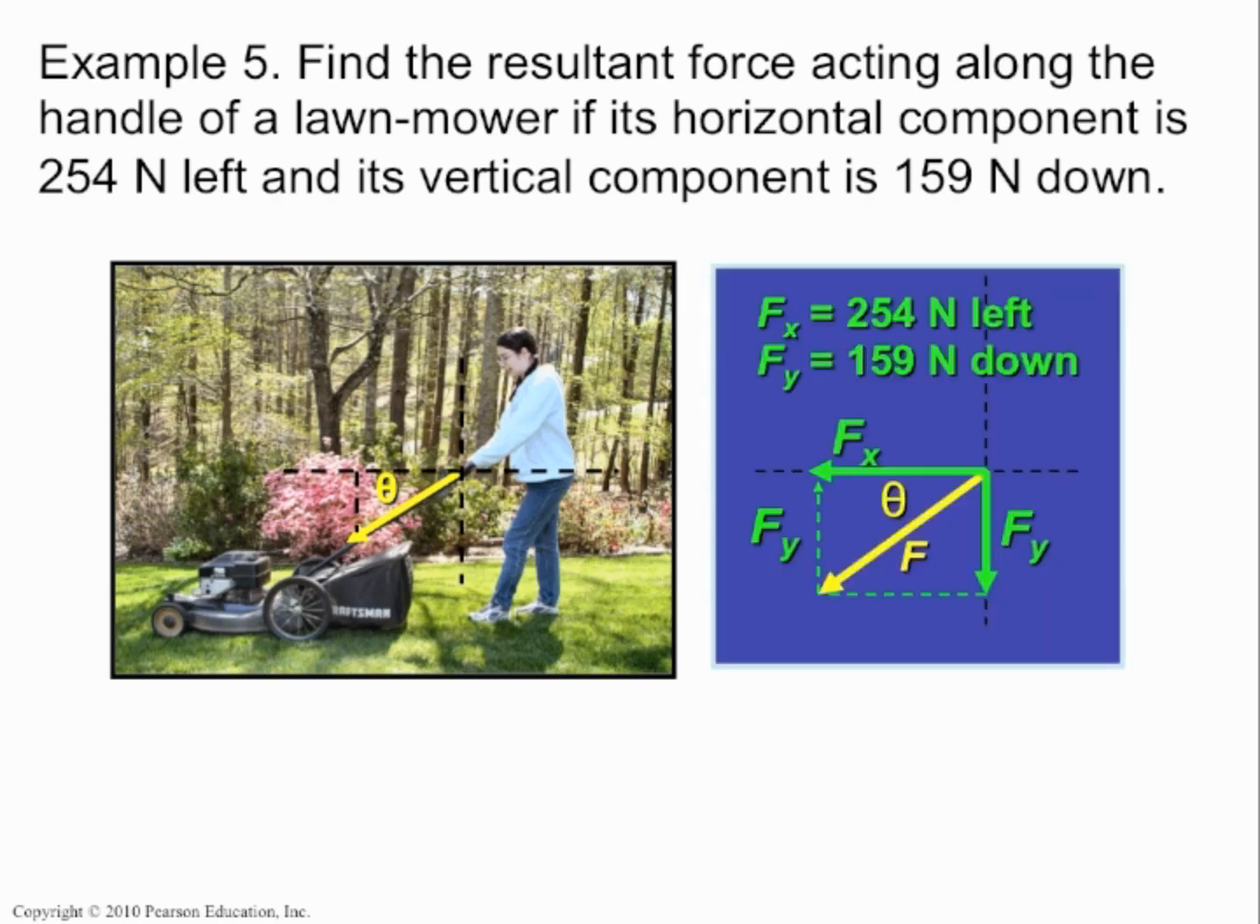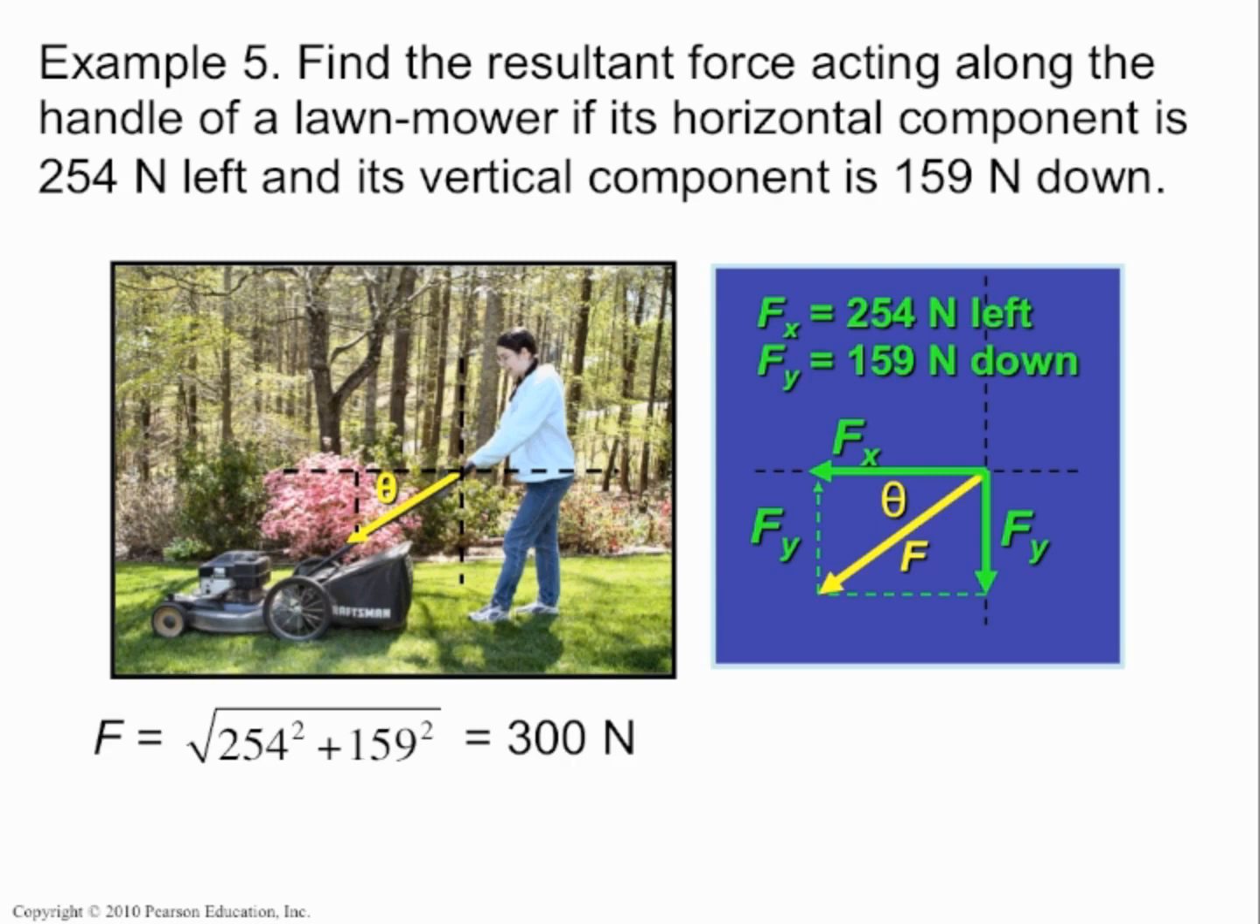And redrawing to incorporate our givens, we know that our horizontal component is 254 newtons left. We know that our vertical component is 159 newtons down. And we're asked to find our yellow F here, that is the resultant force, and the direction, or theta, of that resultant force. Pause the video, do those on your own, and resume when you have your answer.